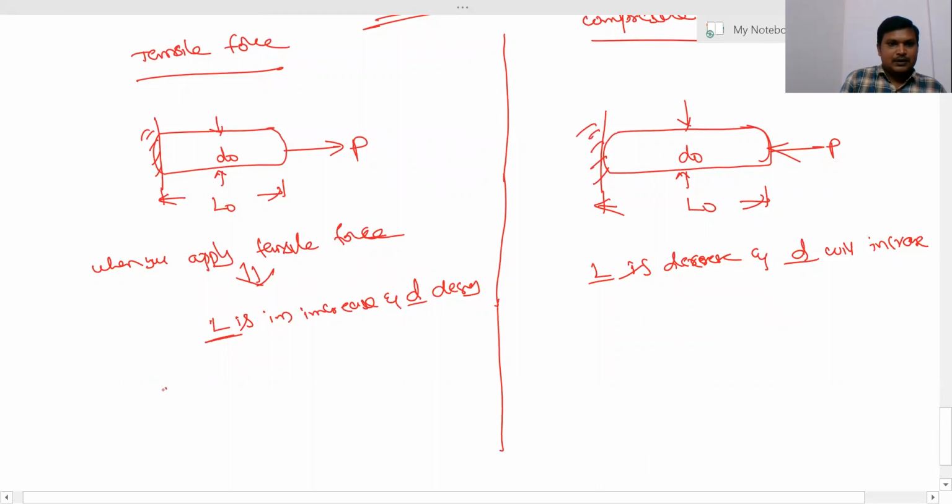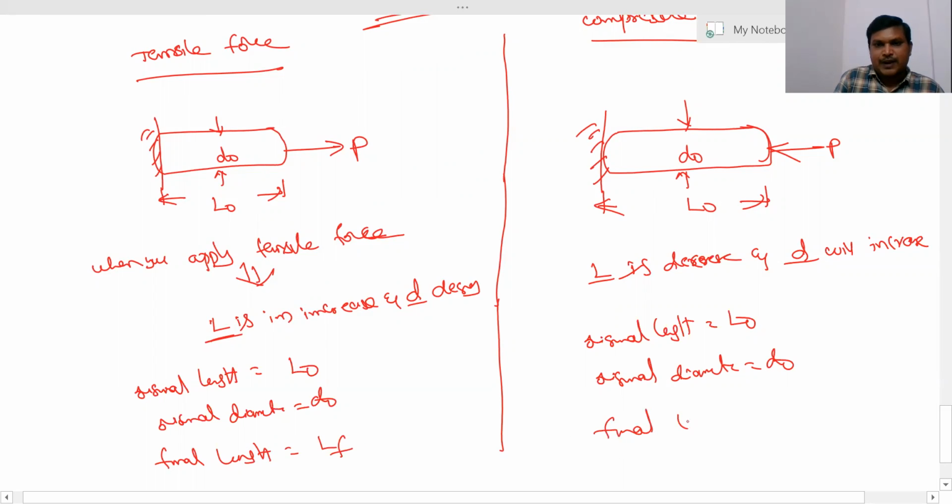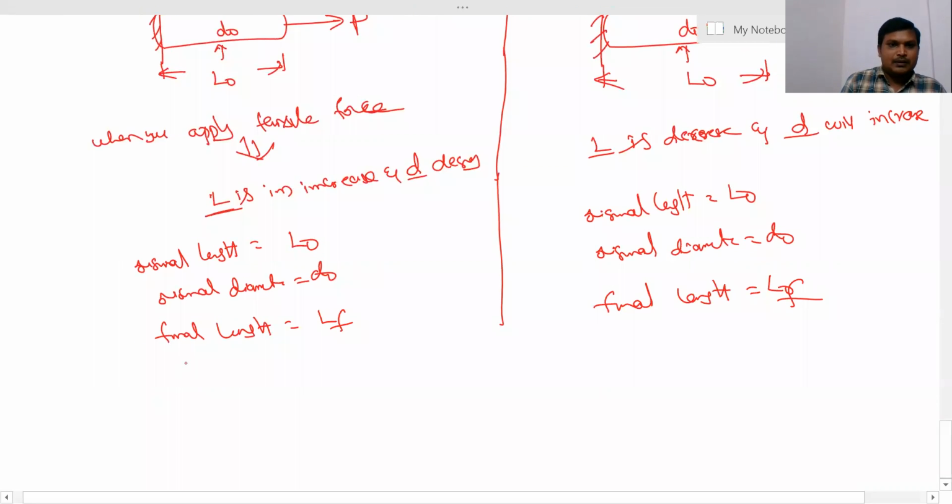Therefore, the original length is L0 here, and here also the original length is L0. The original diameter is D0, and here also the original diameter is D0. The final length is LF here and also LF here, and the final diameter is DF here and also DF here.